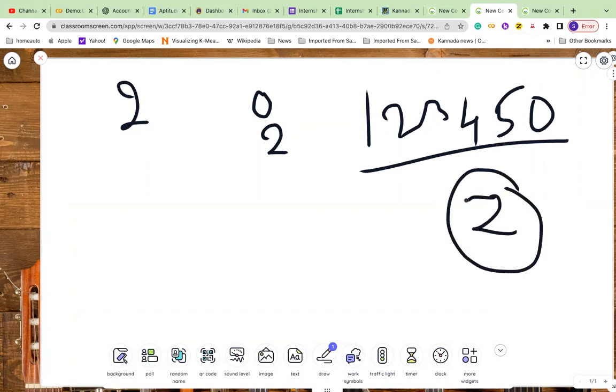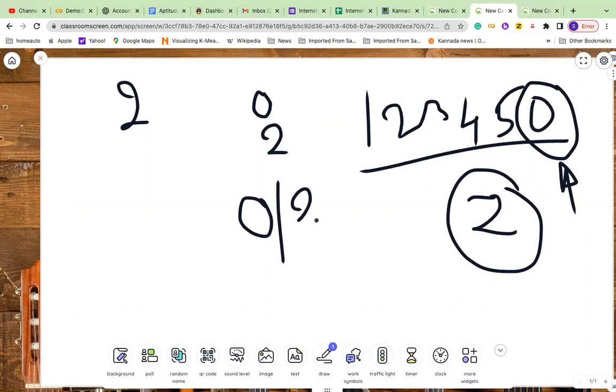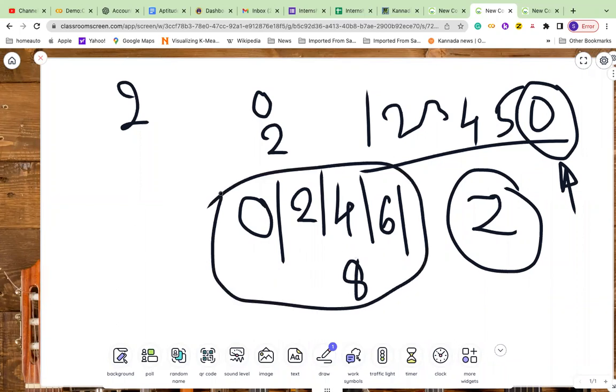Yes, sir, because I need to just check the unit digit. The unit digit should be either 0, or 2, or 4, or 6, or 8. Fine. So if it is that, then this number is divisible by 2. Do you understand this concept?